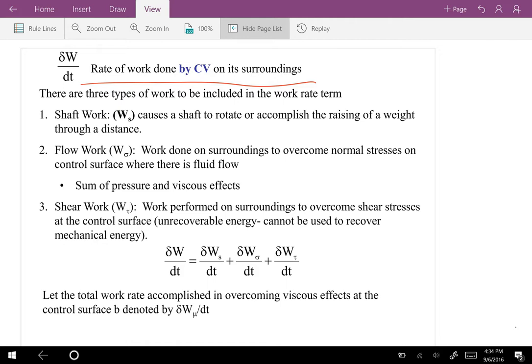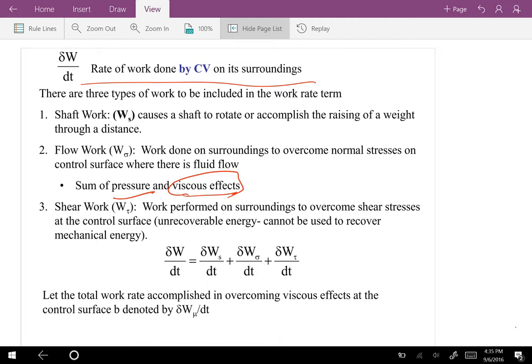Flow work. Where does flow work come in? We saw this in the derivation before, where at the entrance to the control volume, it's the surroundings that has to do work on the system so that it can come into the system, while on the exit, it's the system that does work on the surroundings for it to go out. So usually it consists of pressure, and there may be some viscous effects as well. For discussion of this, please refer to your textbook. So the idea is the work done on the surroundings to overcome normal stresses on the control surface where there is fluid flow. So that's why you have flow work.